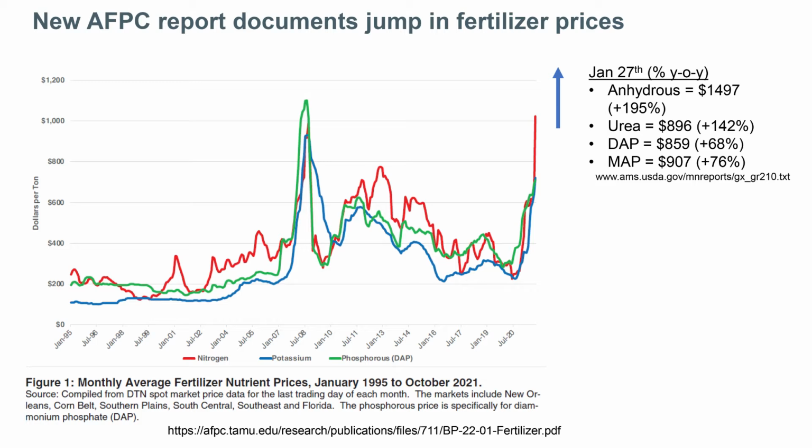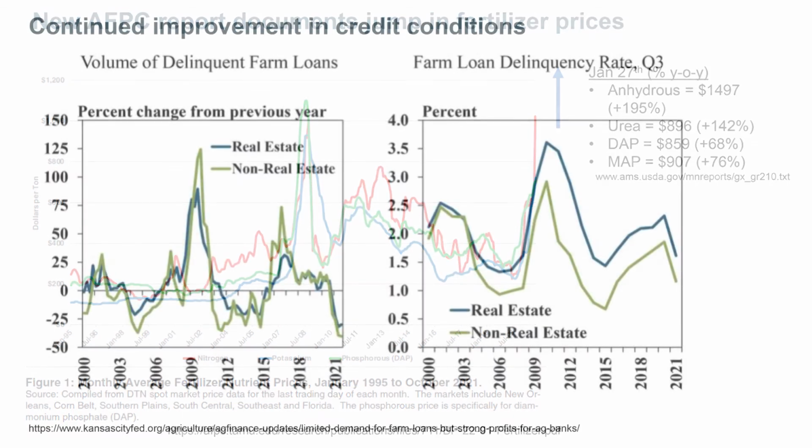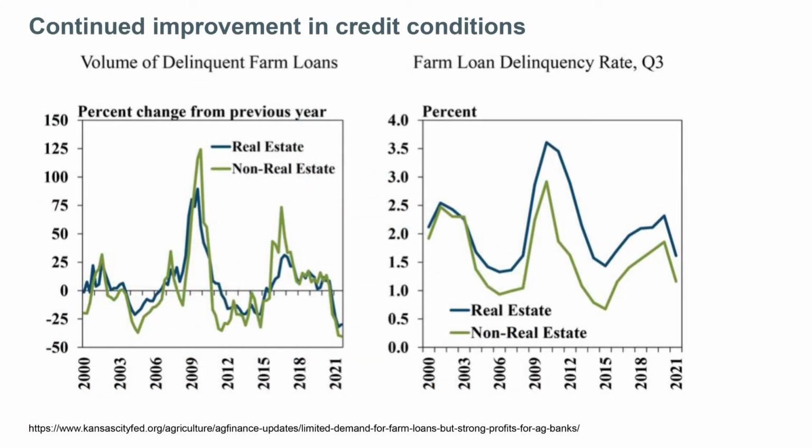As you all know, the cost of buying fertilizer is going up quite a bit as well. We're seeing year-over-year increases in anhydrous at about 195%, urea up 142% compared to last year, and phosphorus also up significantly. New report out by Texas A&M that I'm pointing to here that doesn't quite capture the most recent upticks in fertilizer prices, but certainly this is something that's weighing on a lot of producers' minds going into planting this spring.